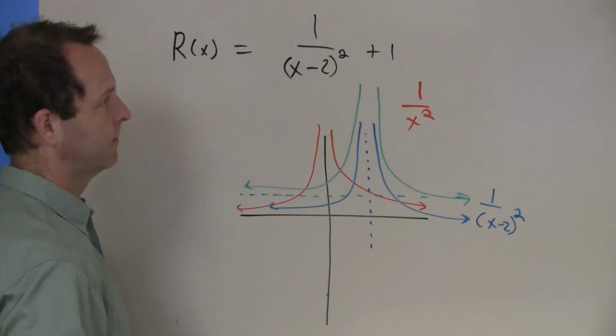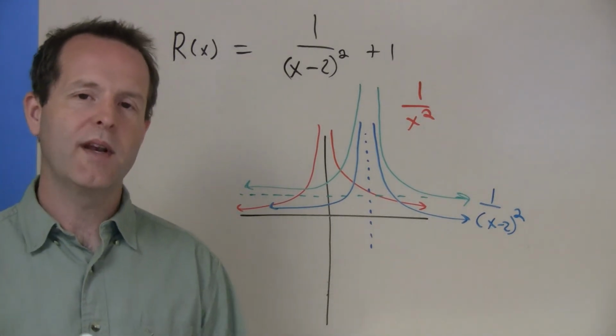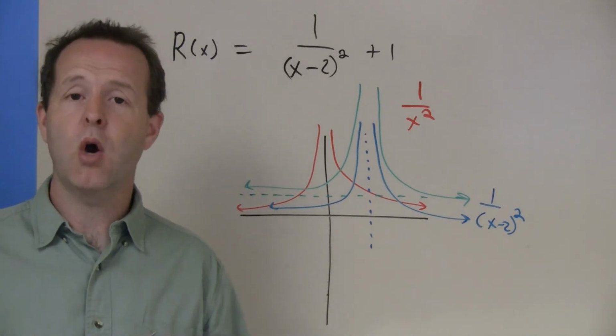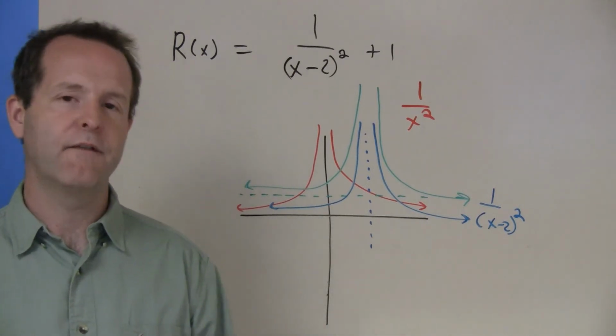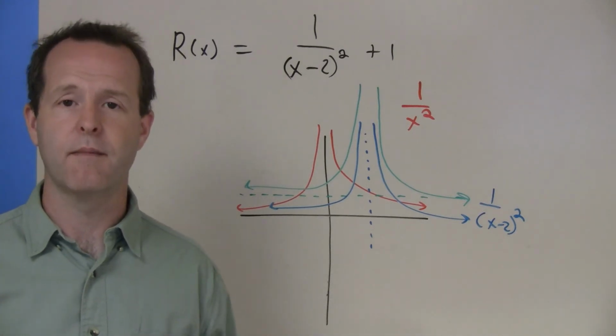So the goal is, as you practice, you're going to start to be able to identify its basic function, and we will know what those basic graphs look like. Then from there we can move it, shift it, reverse it, flip it, depending on some of the other information that we see.